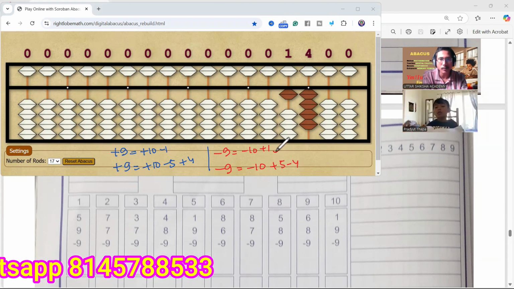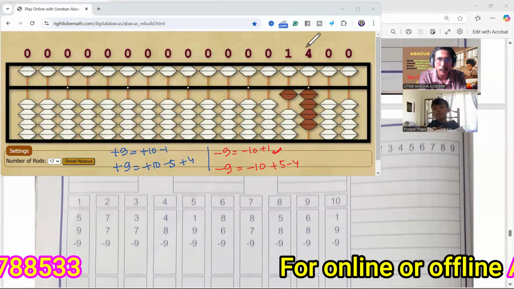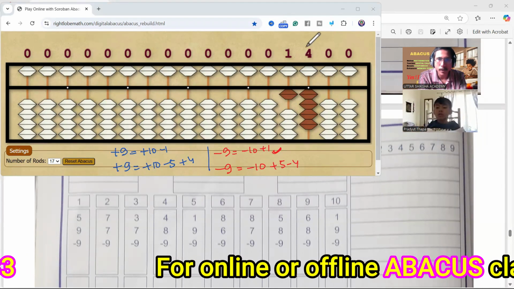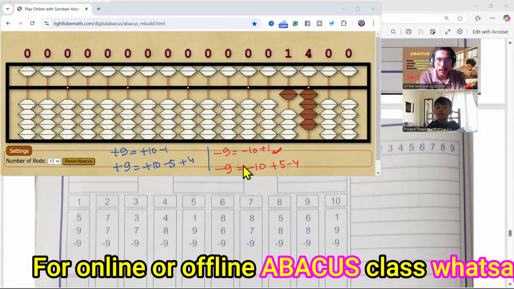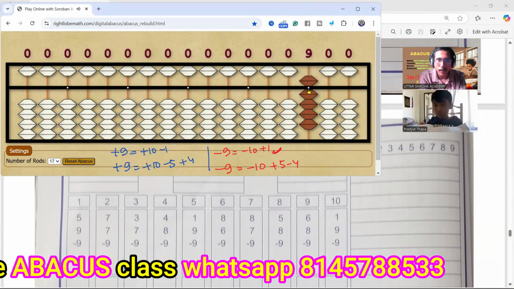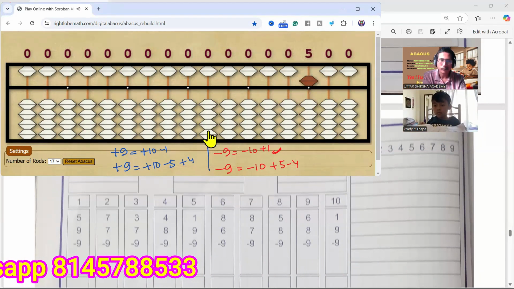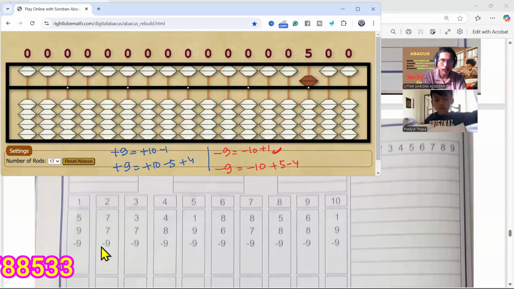So this one is not possible. This one is 4. Yes, 4. So we can do this one. The second one: minus 9 is equal to minus 10 plus 5 and minus 4. So what is the answer, Pradyut? Answer, Pradyut: 5. Yes.